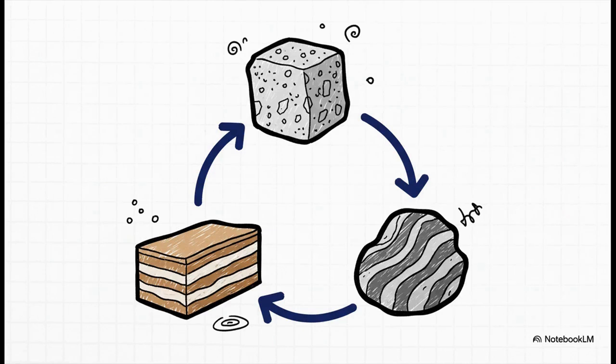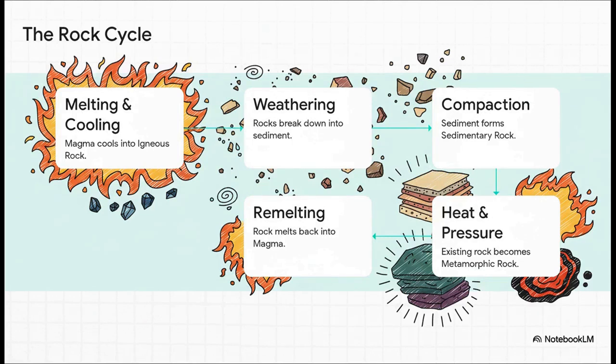Okay, so let's recap. We've met the three big families: igneous, sedimentary, and metamorphic. But here's the thing. This is the big wow moment. They aren't three separate things. They're not these distinct dynasties. No, they are all interconnected in one of the planet's most epic, never-ending stories. And here it is, the rock cycle.